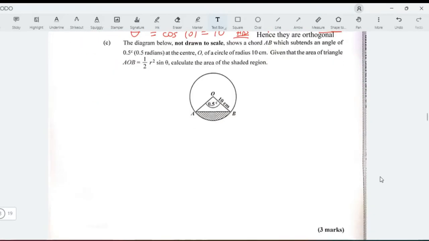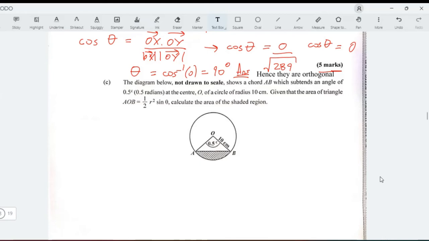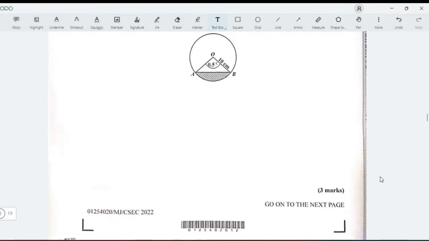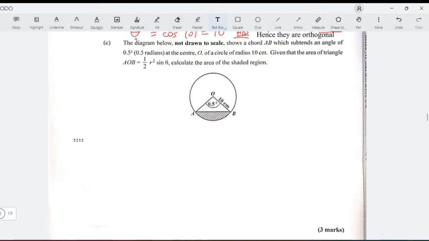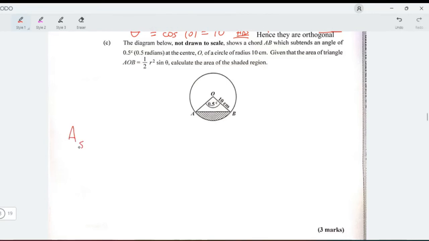Now this question says the diagram below, not drawn to scale, shows a chord AB which subtends an angle of 0.5 radians, and they tell us that the radius is 10. Given that the area of the triangle is that formula, find the area shaded. No problem. The area shaded is just equal to the area of the sector minus the area of the triangle. The area of the sector is a half r squared theta, and the area of the triangle is a half r squared sine theta.